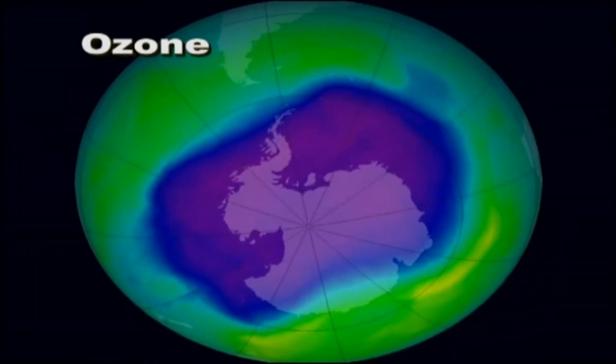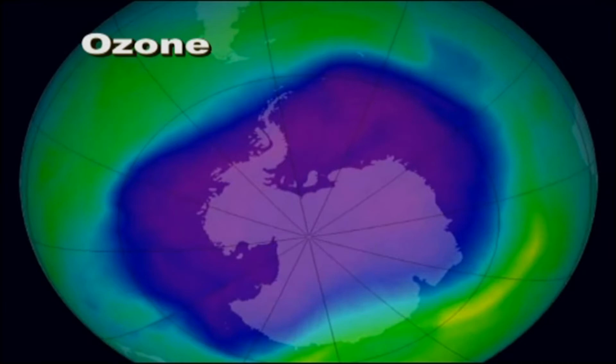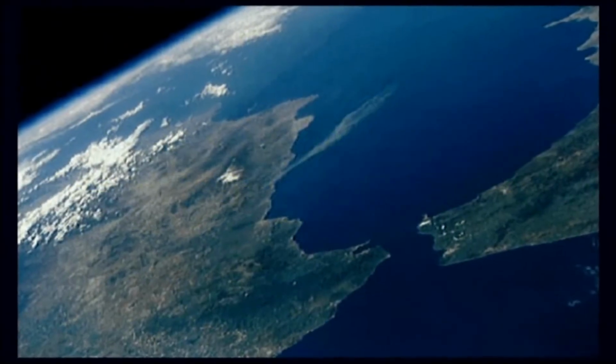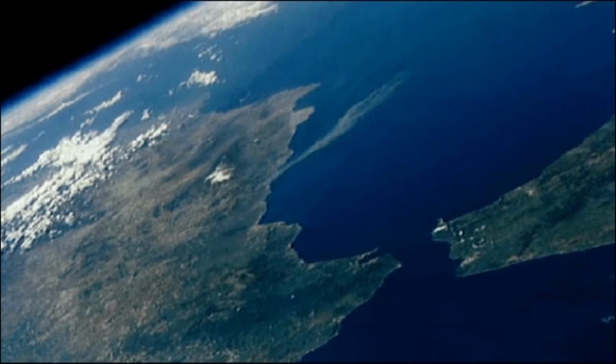The reason for this warming is that ozone in the stratosphere absorbs ultraviolet radiation. In this region, the temperature increases with height. Heat is produced in the process of formation of ozone, and this heat is responsible for temperature increases from an average of minus 60 degrees Fahrenheit at the tropopause to a maximum of about 5 degrees Fahrenheit at the top of the stratosphere. This increase in temperature with height means warmer air is located above cooler air.